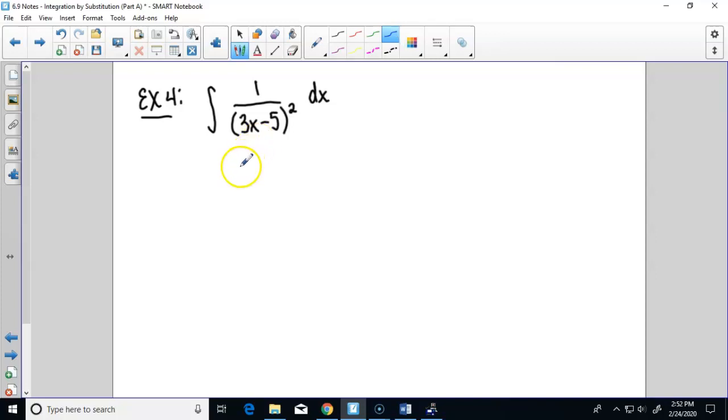So, Liliana, what do you think the u is for this one? The inside part. Very good. 3x minus 5. So then, if 3x minus 5 is my u, what is the du going to be, Liliana? Just 3, and we'll put a dx with it.